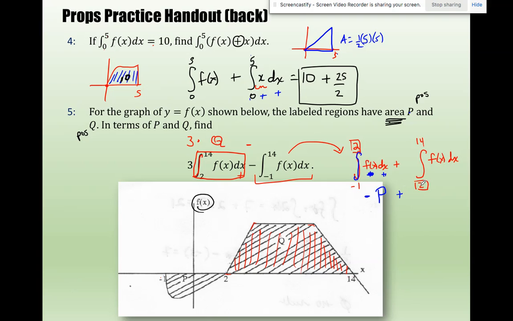And going from 2 to 14, dx is positive because you went 2 to 14, going to the right through the domain, but your function values are positive. This was a Q. And I had a 3Q here, but be careful. This is 3Q minus all of this. So it's 3Q plus P minus Q, or 2Q plus P.